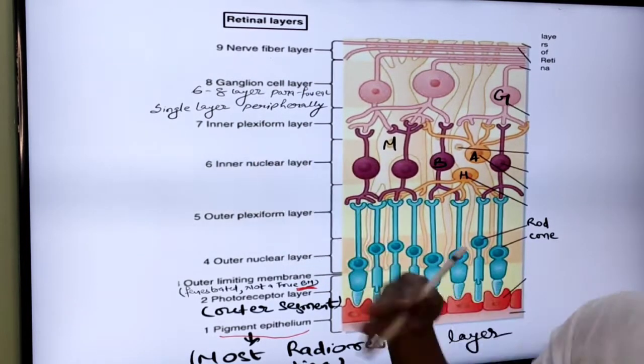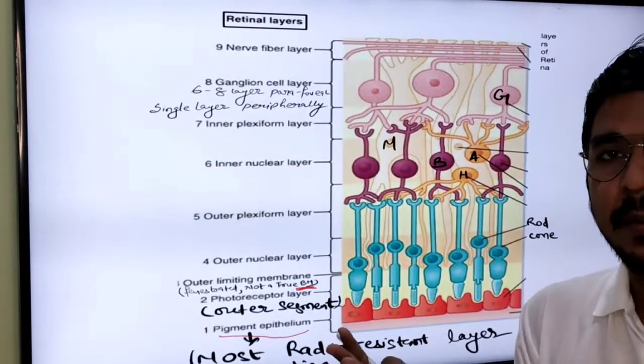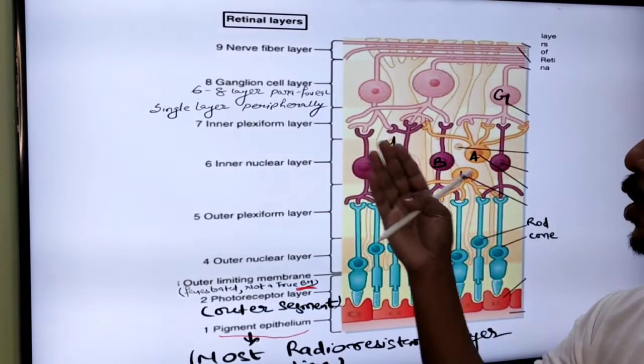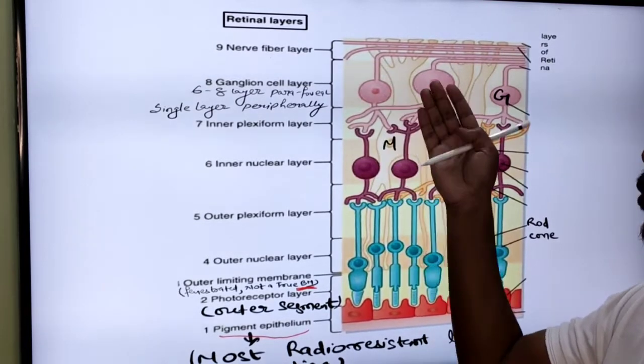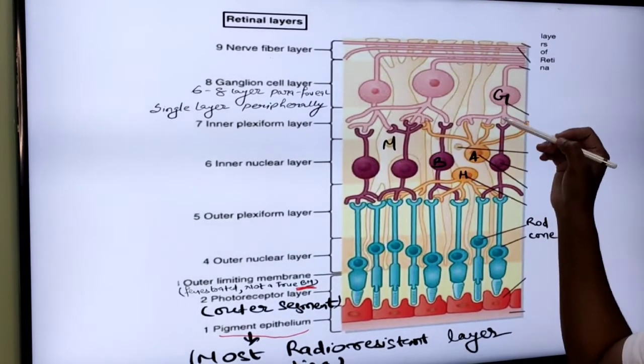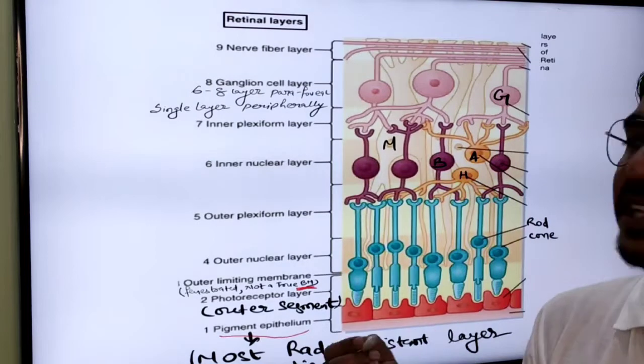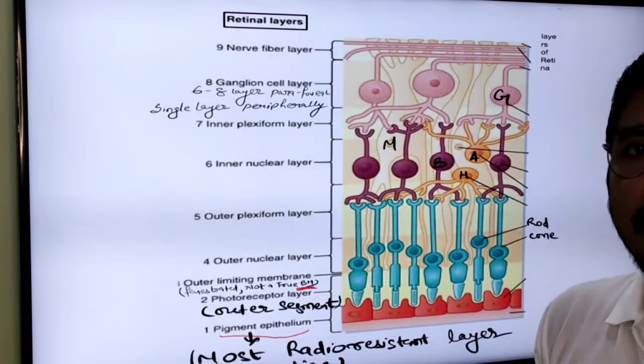Now the inner plexiform layer. Simply, the synapses form the inner plexiform layer. The inner plexiform is because of these cells, this cell synapsing with these cells. What is this cell? This cell is nothing but G, G for ganglion cell layer. Here, the ganglion cell layer. Got my point?